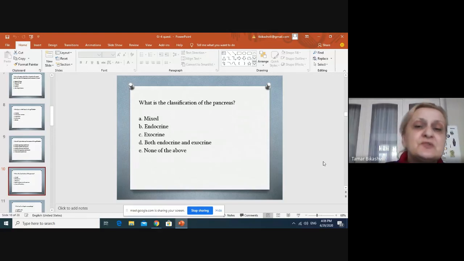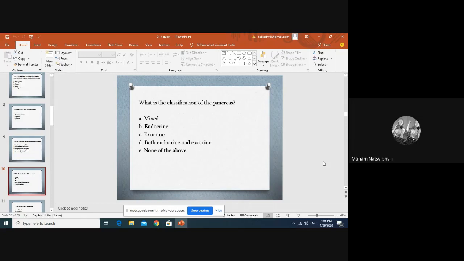Sometimes in some literature the pancreas is written as mixed, but really it's both endocrine and exocrine. Mixed sometimes, for example, the cells, hepatocytes.